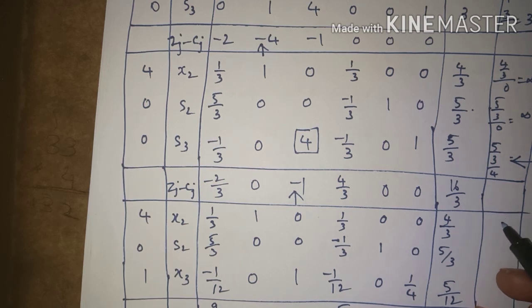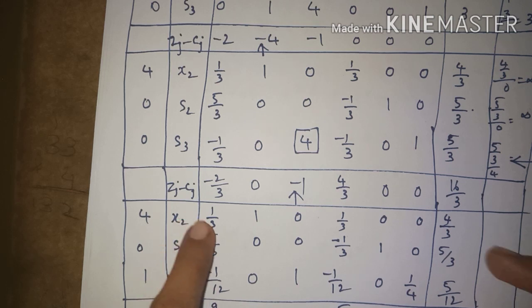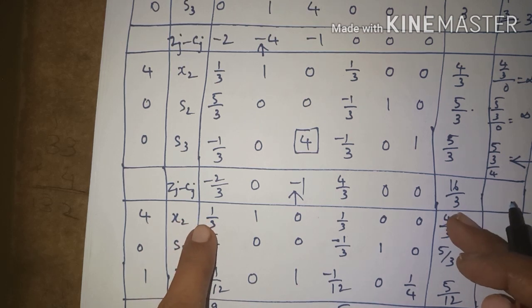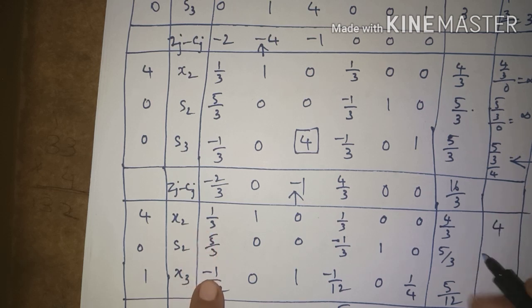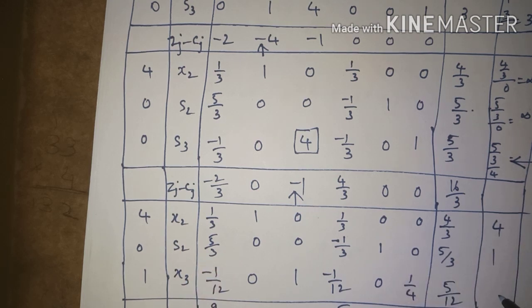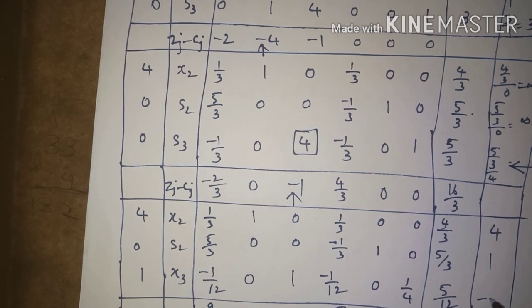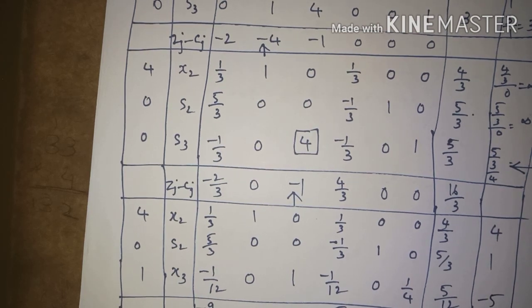Minimum ratio: 4 by 3 divided by 1 by 3, the 3s cancel, gives 4. 5 by 3 divided by 5 by 3 is equal to 1. 5 by 12 divided by minus 1 by 12, the 12s cancel, gives minus 5, which is negative. Just ignore the negative.